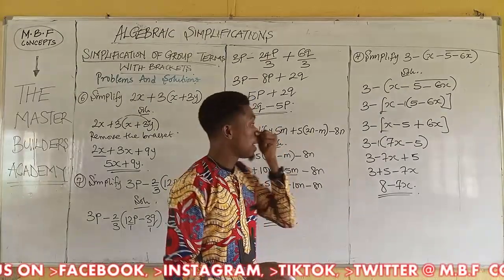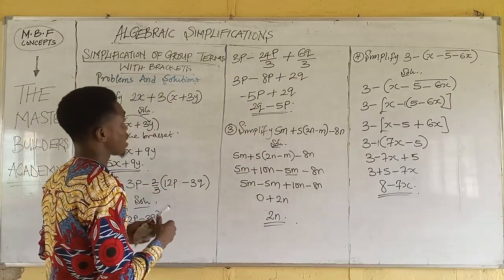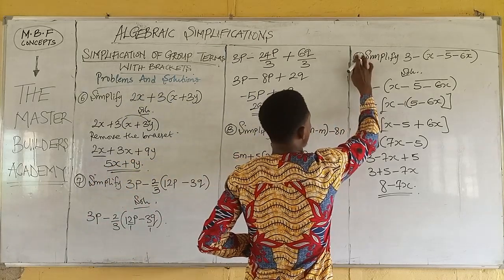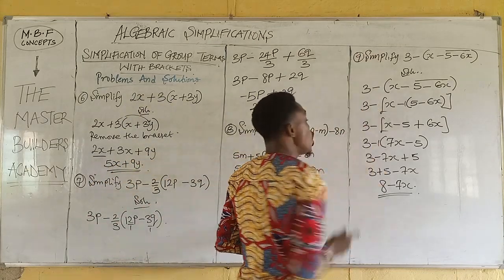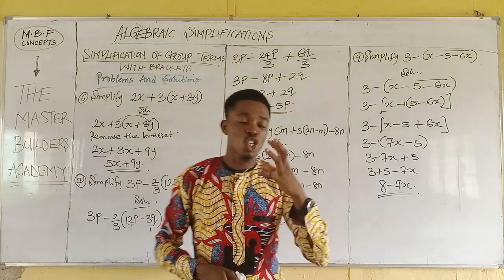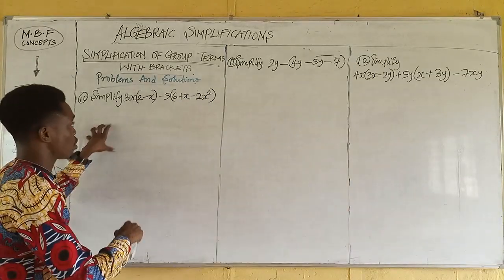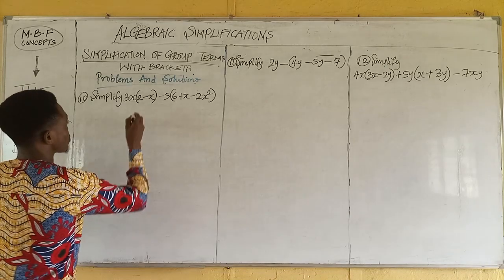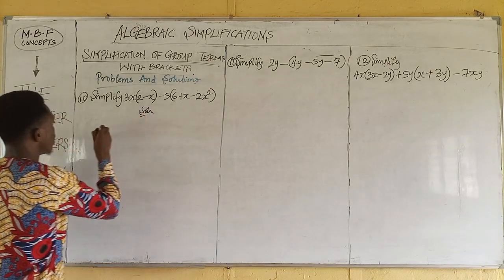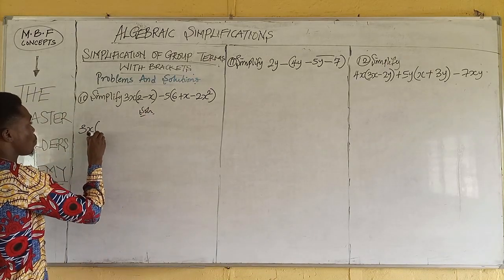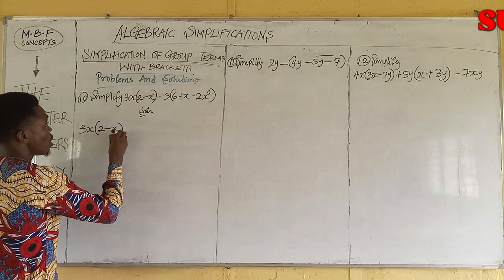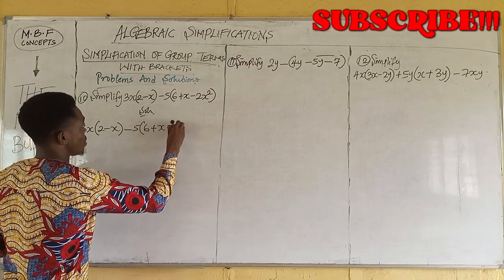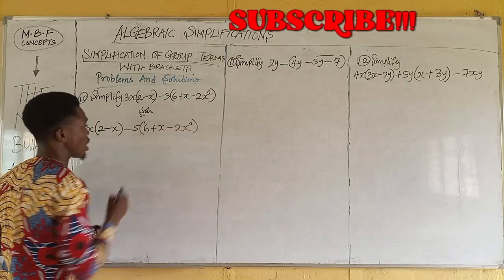Now we are going to solve the other question that we have. Guys, don't forget that this would have been question 8, while this is question 9. So let's see how we can solve question number 10. We have question number 10 on the board. We are asked to simplify 3x open bracket 2 minus x, minus 5 open bracket 6 plus x minus 2x all squared.